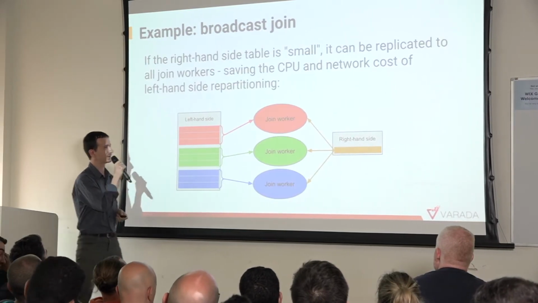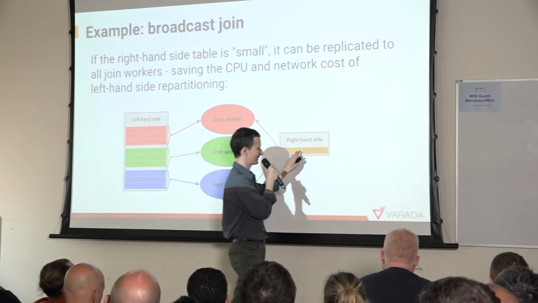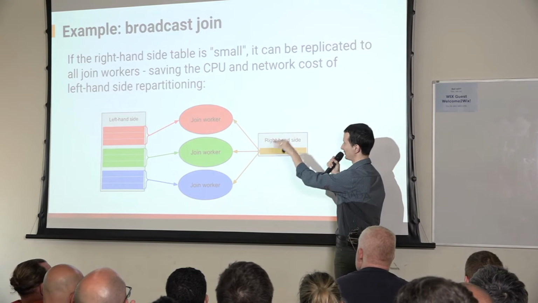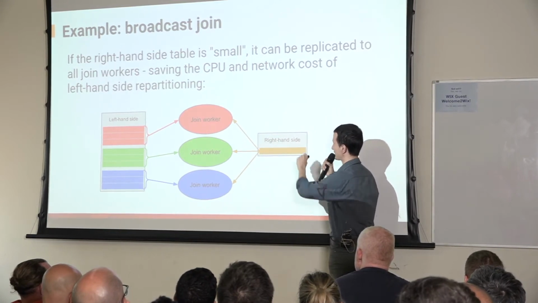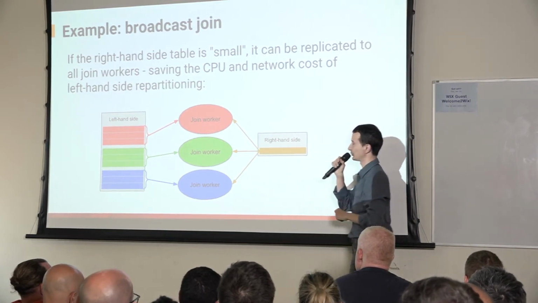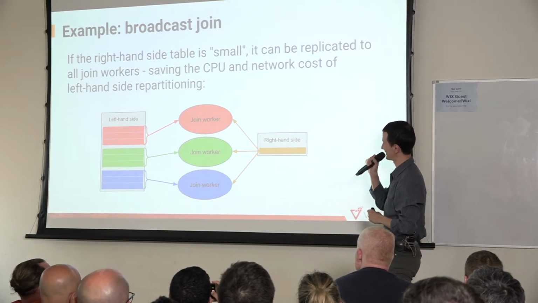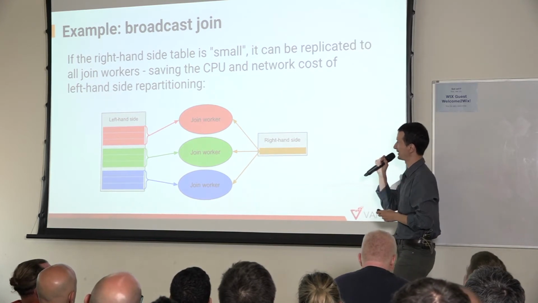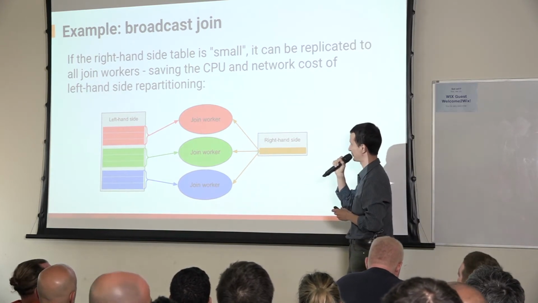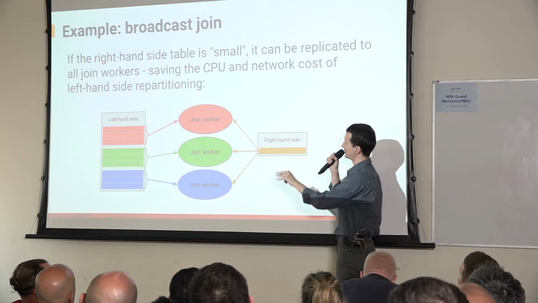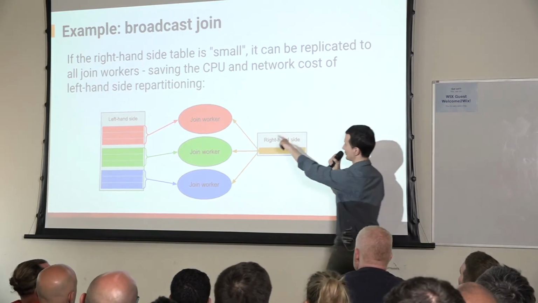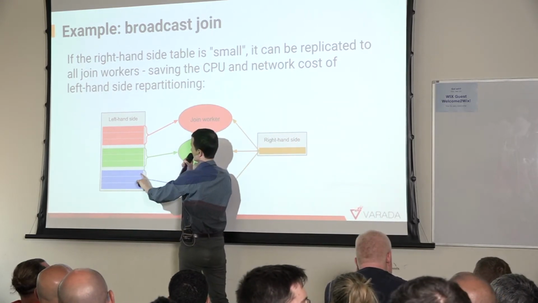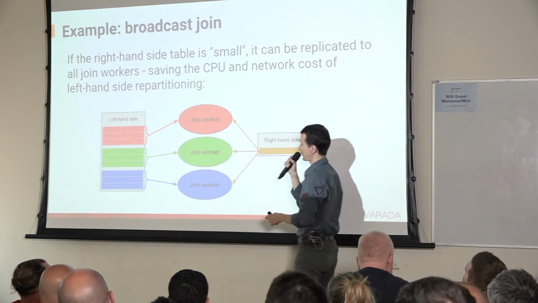Another trick you can do, if your right-hand side table is very, very small, is that instead of repartitioning both tables, you can just broadcast it, and this is called broadcast join. It is a type of distribution type of the join. So instead of repartitioning, you can just broadcast the right-hand side to all join workers, and then the main benefit you get is that you scan the splits of the left-hand side table sequentially without any repartitioning.